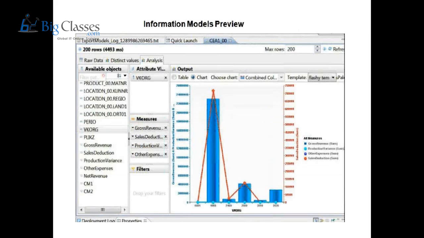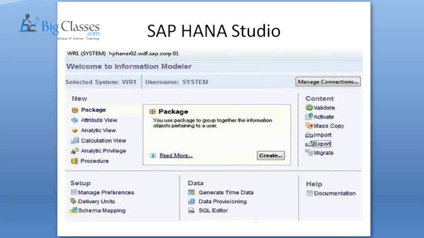And SAP HANA Studio also has quick data display options, like you can look at the raw data, you can see the distinct values, and you can see some analysis on the data. So you can see some quick reports on the data to see if the data that you have loaded is as per your expectations or not.